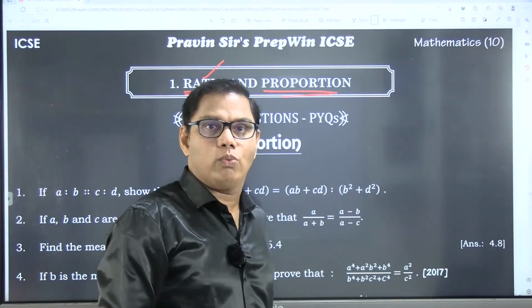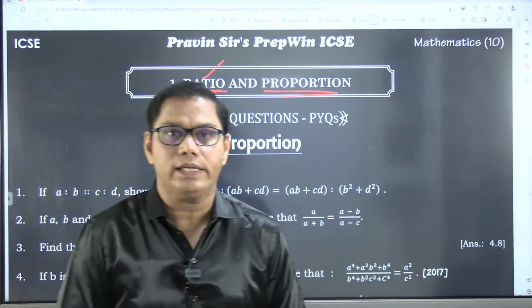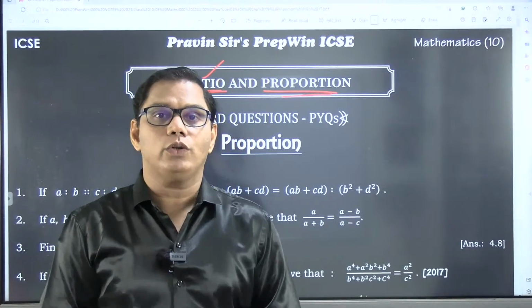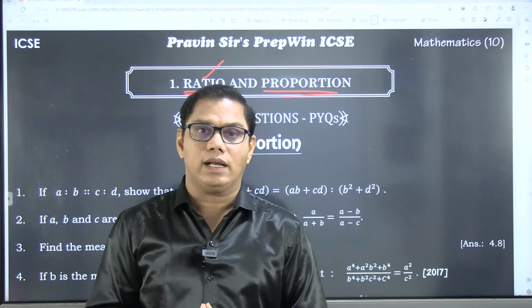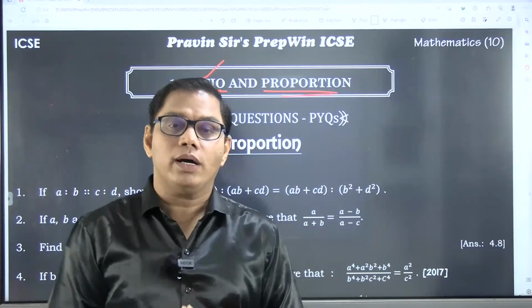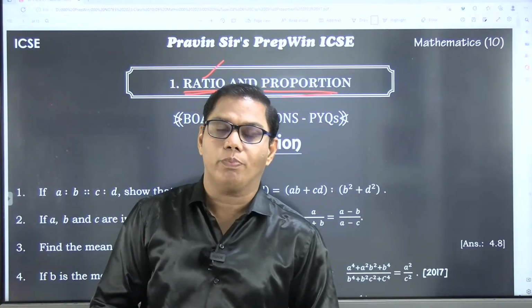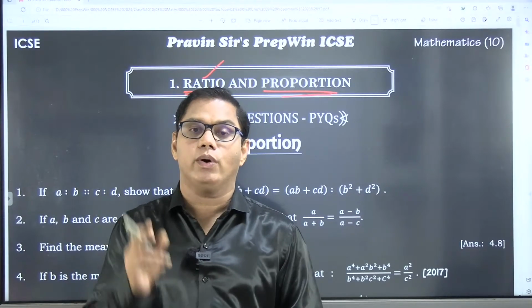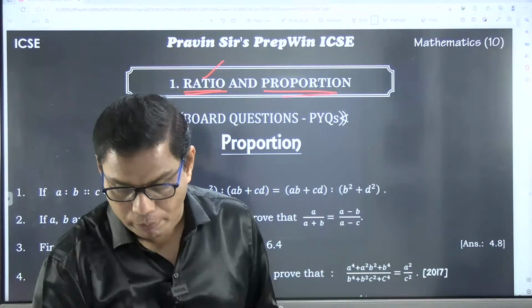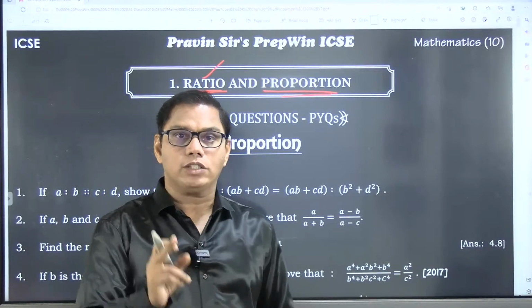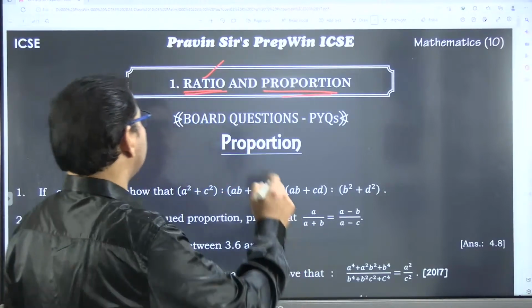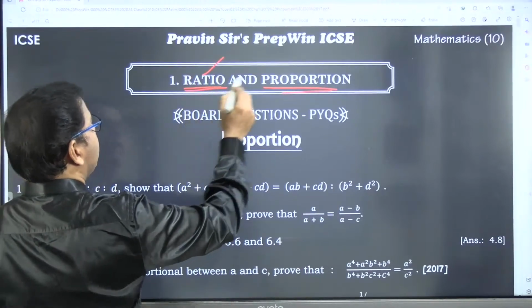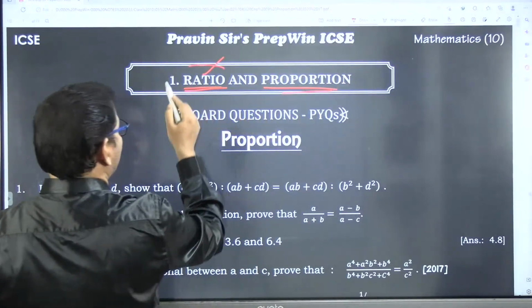Property number 1 was the property of invertendo. Property number 2 was the property of alternendo. Property number 3 was the property of componendo. Property number 4 was the property of dividendo. Tell me which was the fifth property. Tell me in the comment box the fifth property. So we have covered ratio entirely.